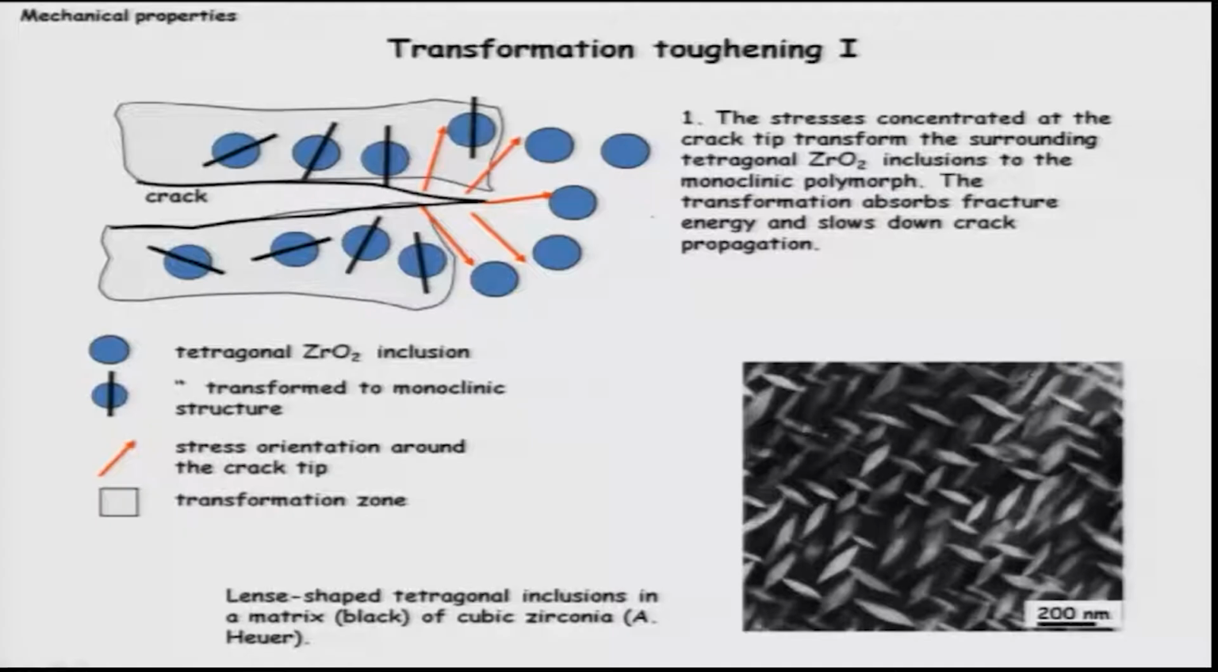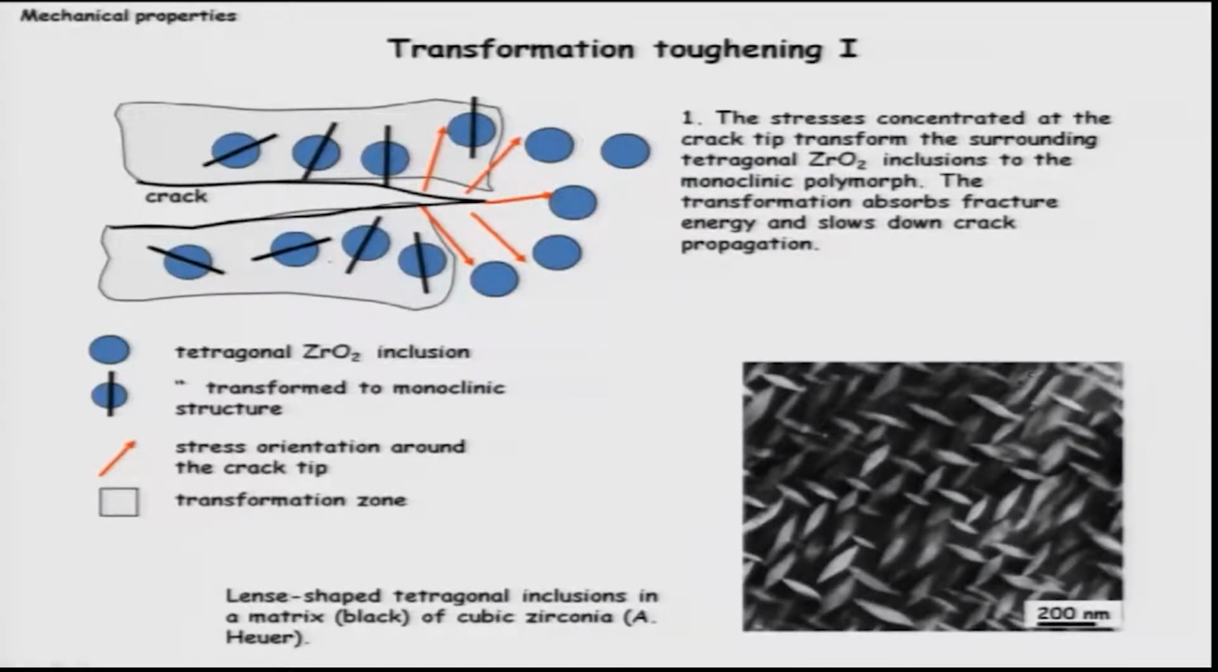So we will discuss why this stress can act as a triggering point for them to transform from tetragonal to monoclinic. These are the stress orientations, the red arrows, and the zone which has been marked by very fine dotted lines is called the transformation zone. Remember, as it transforms to monoclinic, what will happen? There will be a volume change, and the volume change will lead to compressive stress development around the tip of the crack.